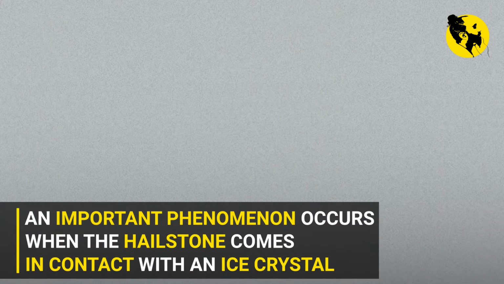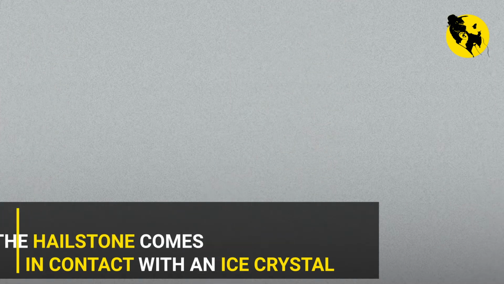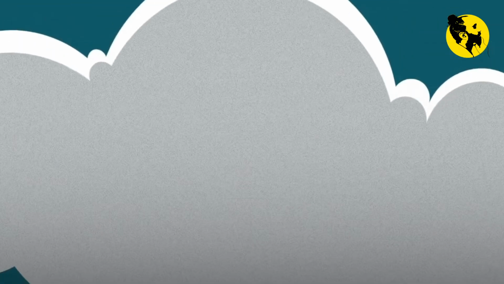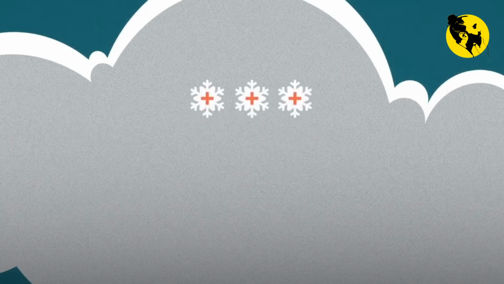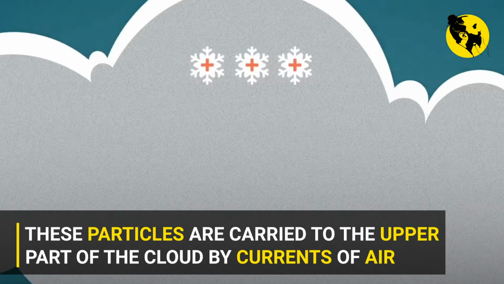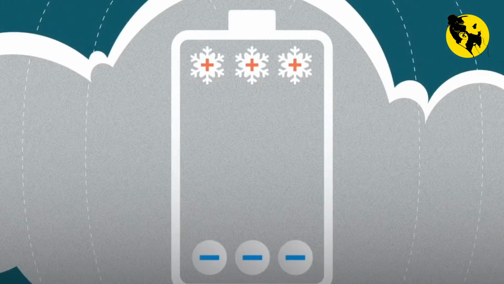An important phenomenon occurs when the hailstone comes in contact with an ice crystal. Electrons flow from the colder object toward the warmer one. In this way, the hailstone becomes negatively charged. This effect also occurs when supercooled droplets come in contact with a hailstone and small pieces of positively charged ice break off. These particles, which are lighter and positively charged, are carried to the upper part of the cloud by currents of air. The hail has a negative charge now, and falls towards the bottom of the cloud.